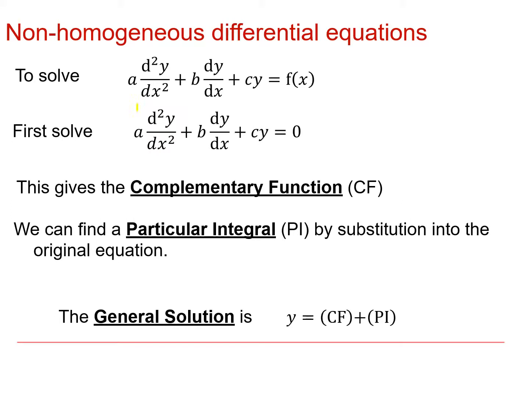that in order to solve a non-homogeneous differential equation like this, we first find its complementary function by solving the homogeneous version of the equation. We then find its particular integral by using a trial function related to this right-hand function f(x), and then we add those two together, the complementary function and the particular integral, to get the general solution to the equation.